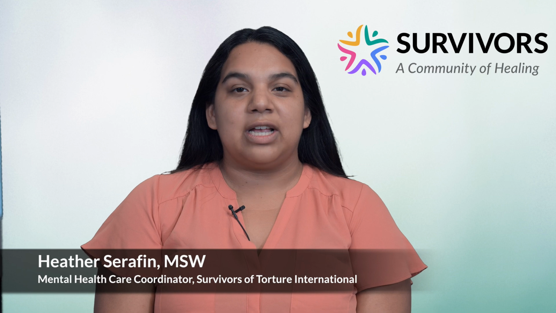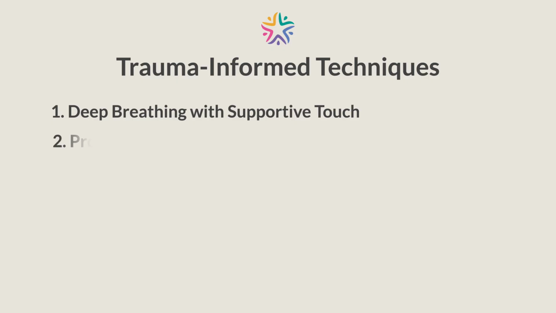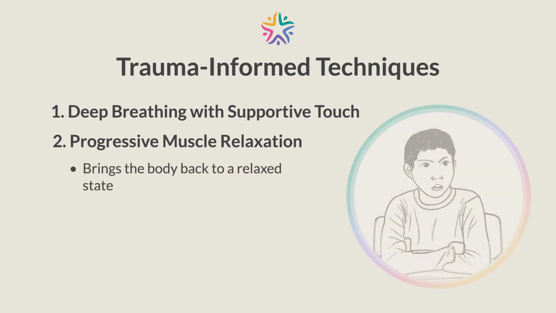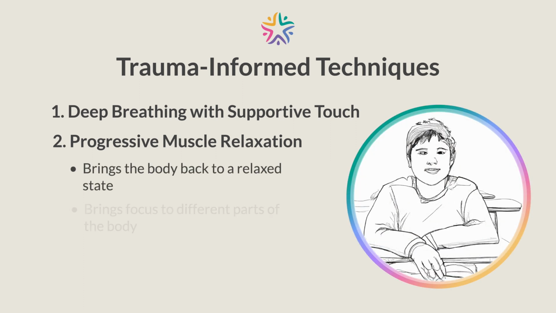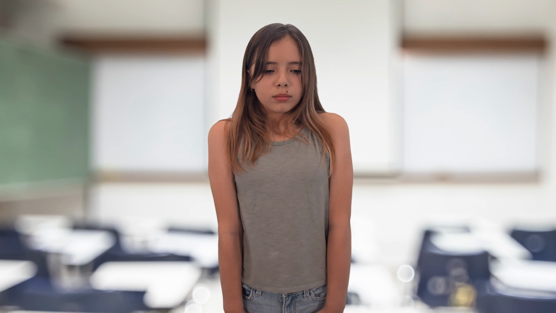Another technique is progressive muscle relaxation. Sometimes when the mind is in a state of anxiety, fear, or stress, the body tenses. Progressive muscle relaxation aims to reverse the reaction and bring the body back to its relaxed state. Guide the student to focus their attention on different parts of their body, starting at the head, and instruct them to tense each area for 10 seconds and then release in order to experience the difference.